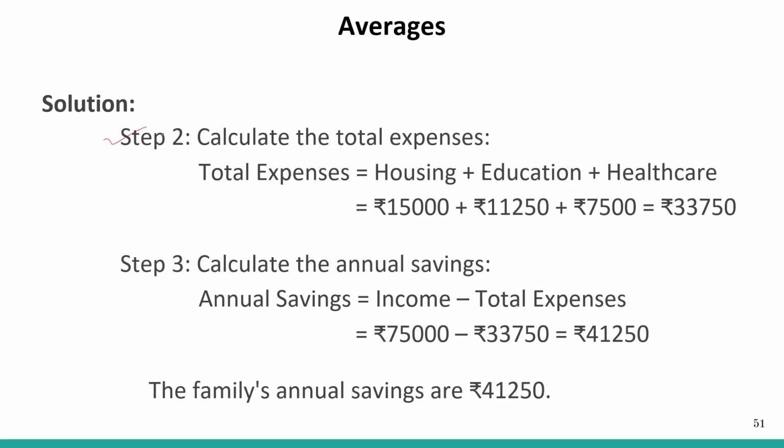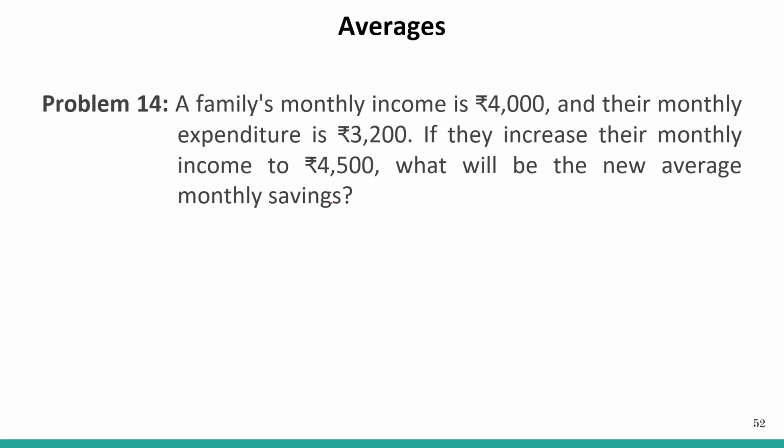So step 2, calculating the total expenses. Total expenses is equal to housing plus education plus healthcare, which is 15,000 plus 11,250 plus 7,500, equal to 33,750. So calculating the annual savings is income minus total expense. 75,000 minus 33,750 is equal to 41,250. So the family's annual savings are 41,250. So let's see problem number 14. A family's monthly income is actually 4,000 and their monthly expenditure is 3,200.